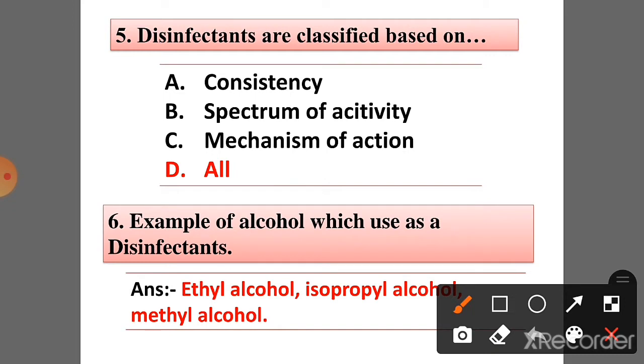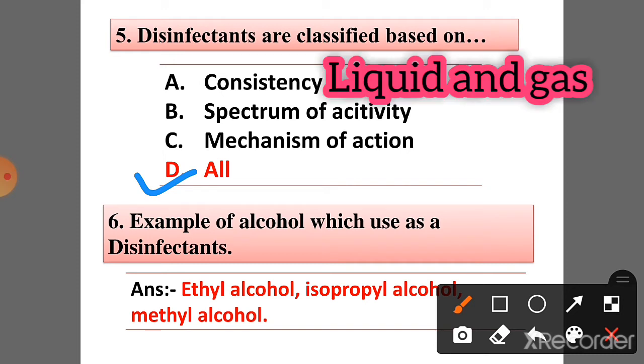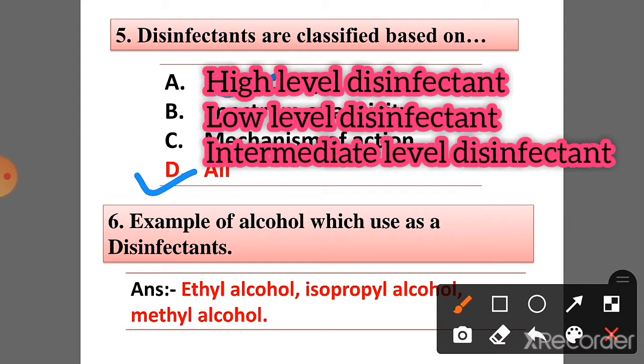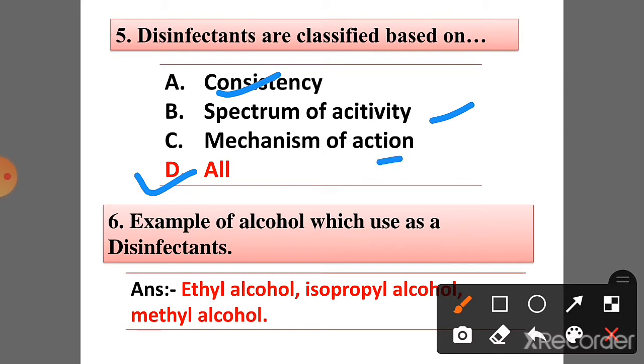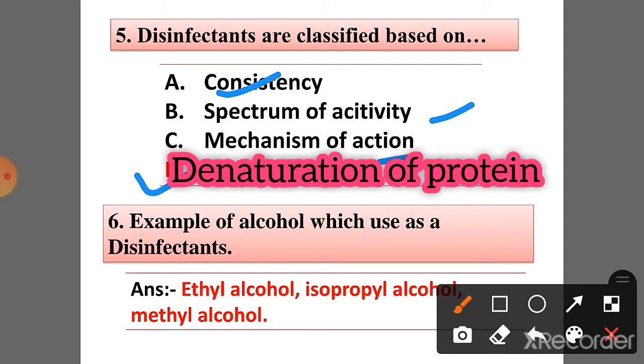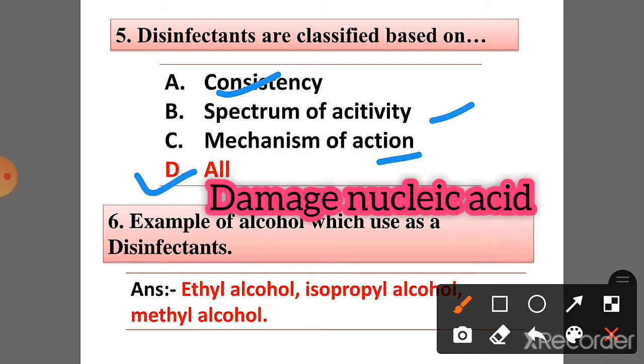Question 5. Disinfectants are classified based on option D, all. Consistency, that means liquid and gas. Spectrum of activity, that means high level of disinfectant, low level of disinfectant and intermediate level of disinfectant. And mechanism of action means denaturation of cellular protein and damage to nucleic acid.